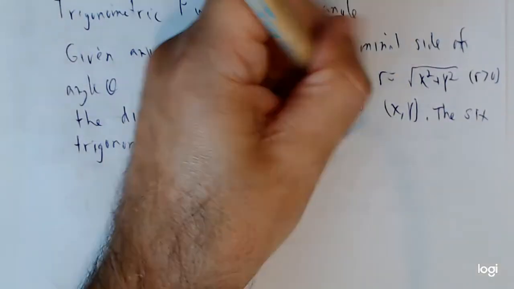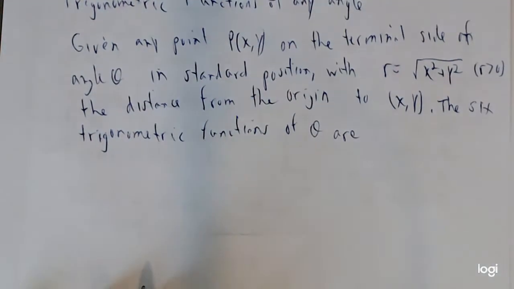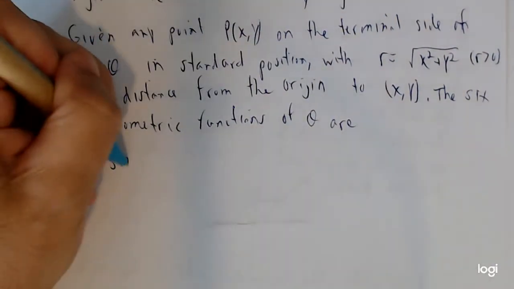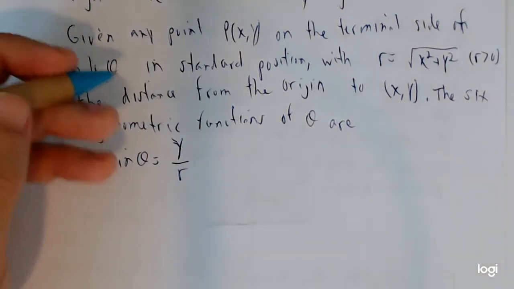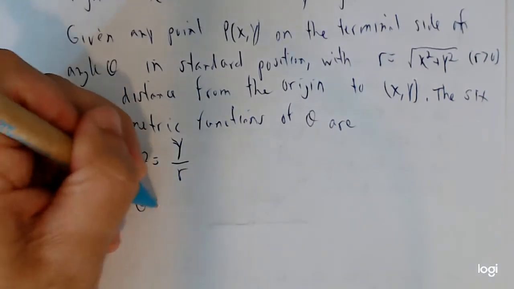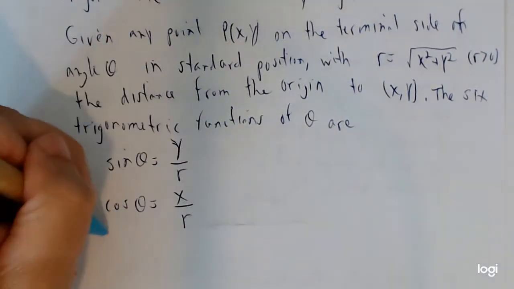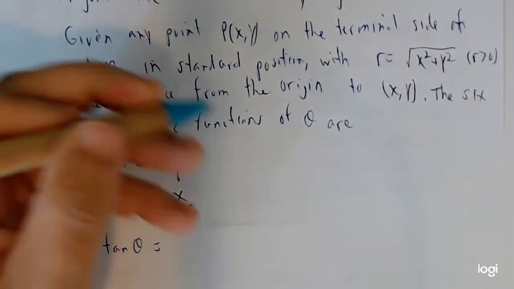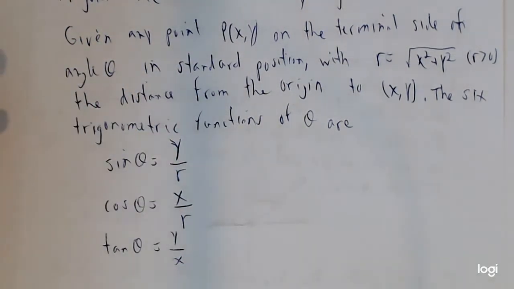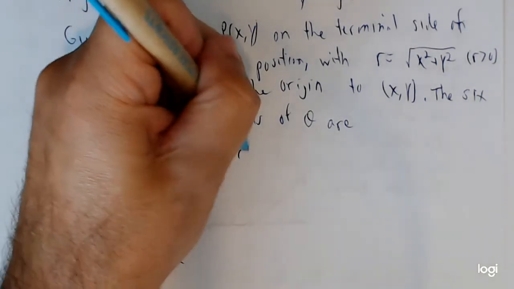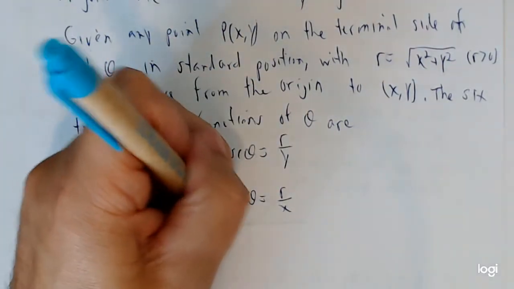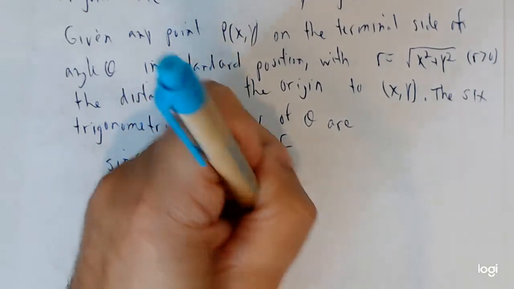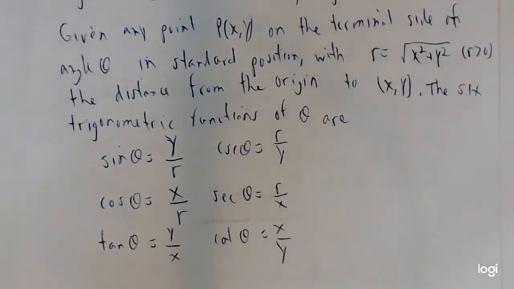of theta are the following. Sine of theta is equal to y over r. Cosine of theta is equal to x over r. Tangent of theta is equal to y over x. And then we have the reciprocals, and cosecant of theta is equal to r over y. Secant of theta is equal to r over x. Cotangent of theta is equal to x over y. So these are the definitions of our trig functions, okay?